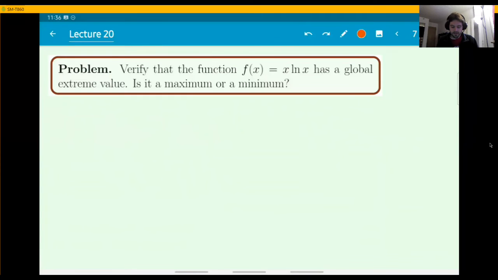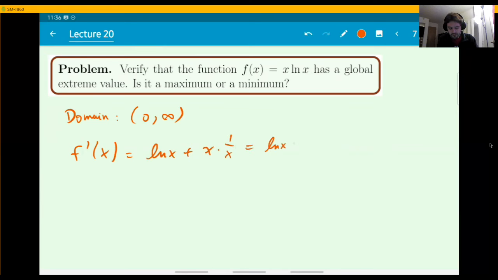So for example, verify that the function x ln x has a global extreme value. Is it max or min? So first of all, the domain of this function is between 0 and infinity, 0 excluded because of the logarithm. Let's find the extreme values or local extreme values. Those can only be in the interior of the interval. They are locations where the derivative does not exist or is equal to 0. So let's find f prime. You need a product rule for that. I'm applying that very quickly. You have ln x plus 1.